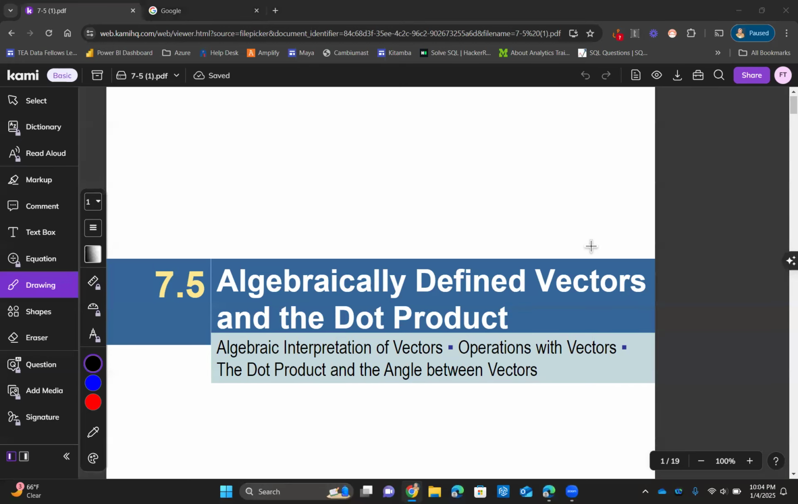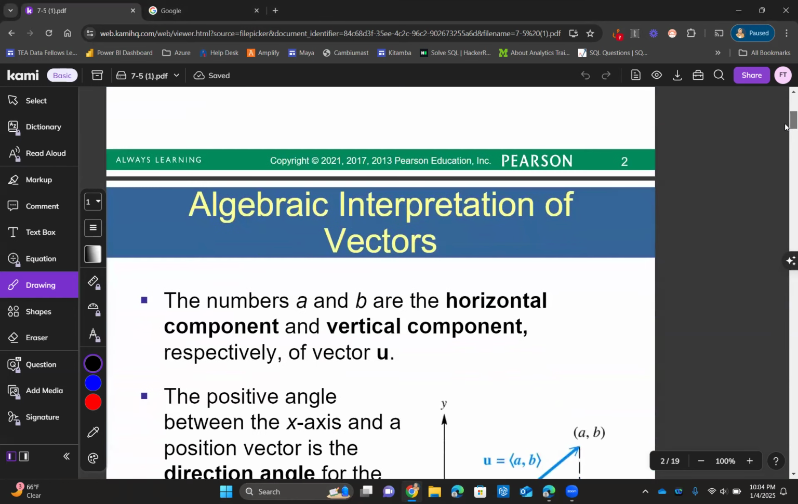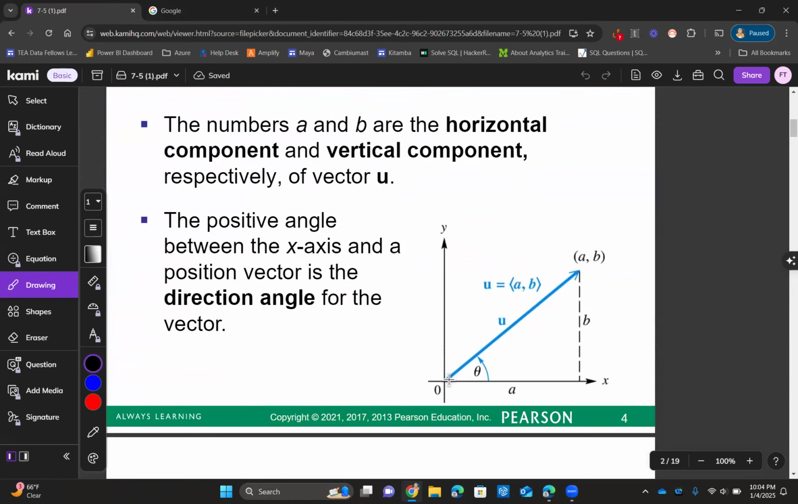Section 7.5 is called Algebraically Defined Vectors and the Dot Product. So we're going to look at some important properties about vectors and especially dot products. When we look at the vectors, this is what a vector looks like. They start from the origin and they have a magnitude, so how big the vector is is called magnitude in math class. And the angle the vector makes with the x-axis is called the direction angle for the vector.